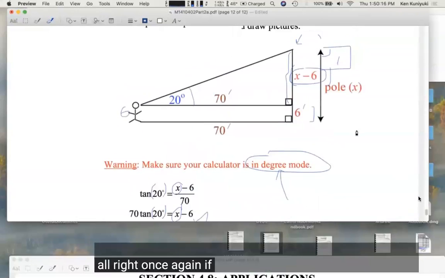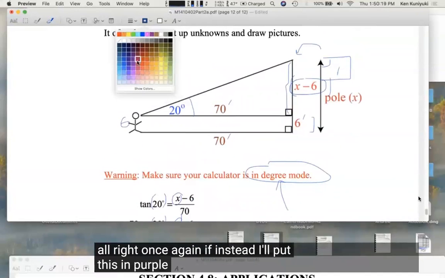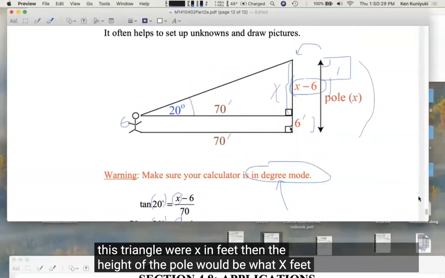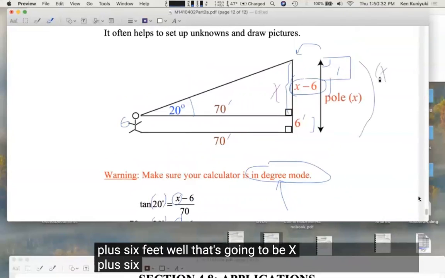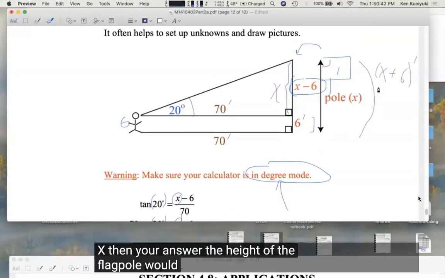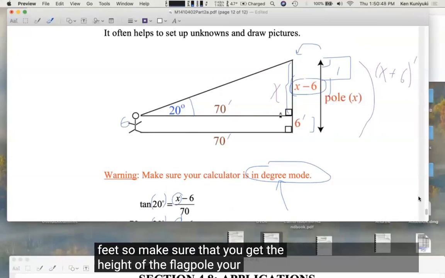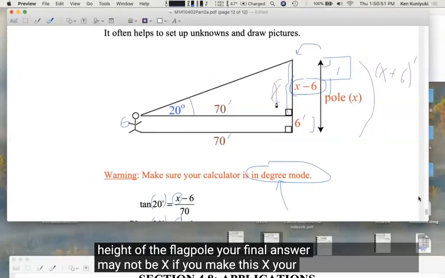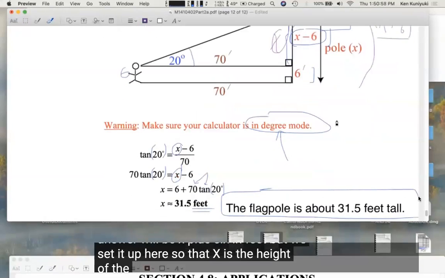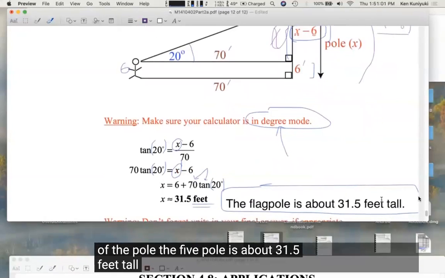All right. Once again, I'll put this in purple. If instead the height of this triangle were x in feet, then the height of the pole would be what? X feet plus 6 feet, well, that's going to be x plus 6 in feet. Which means if you were to make the height of this triangle x, then your answer, the height of the flagpole, would require you to add 6 feet. So make sure that you get the height of the flagpole. Your final answer may not be x. If you make this x, your answer will be x plus 6 in feet. But we set it up here so that x is the height of the pole. The flagpole is about 31.5 feet tall.